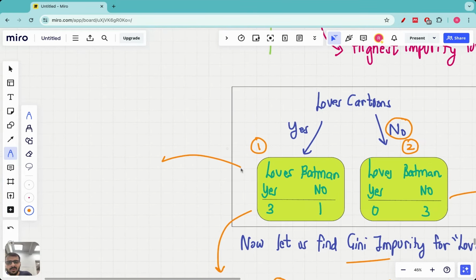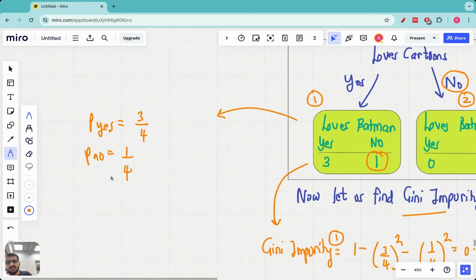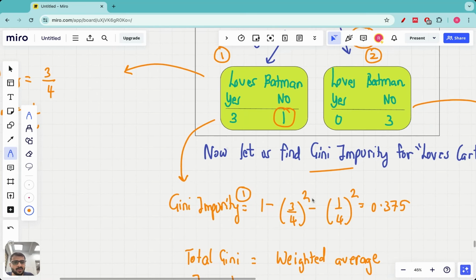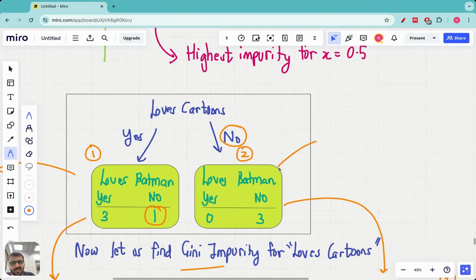So for leaf number 1, let's see the probability of yes. Three people have said yes and the total number of people is 3 plus 1, which is 4. So P(yes) is 3 by 4 and P(no) is 1 by 4, because one person has said no and the total number of people is 4. So the Gini impurity for the first leaf is 1 minus (3/4)^2 minus (1/4)^2, which is 0.375.